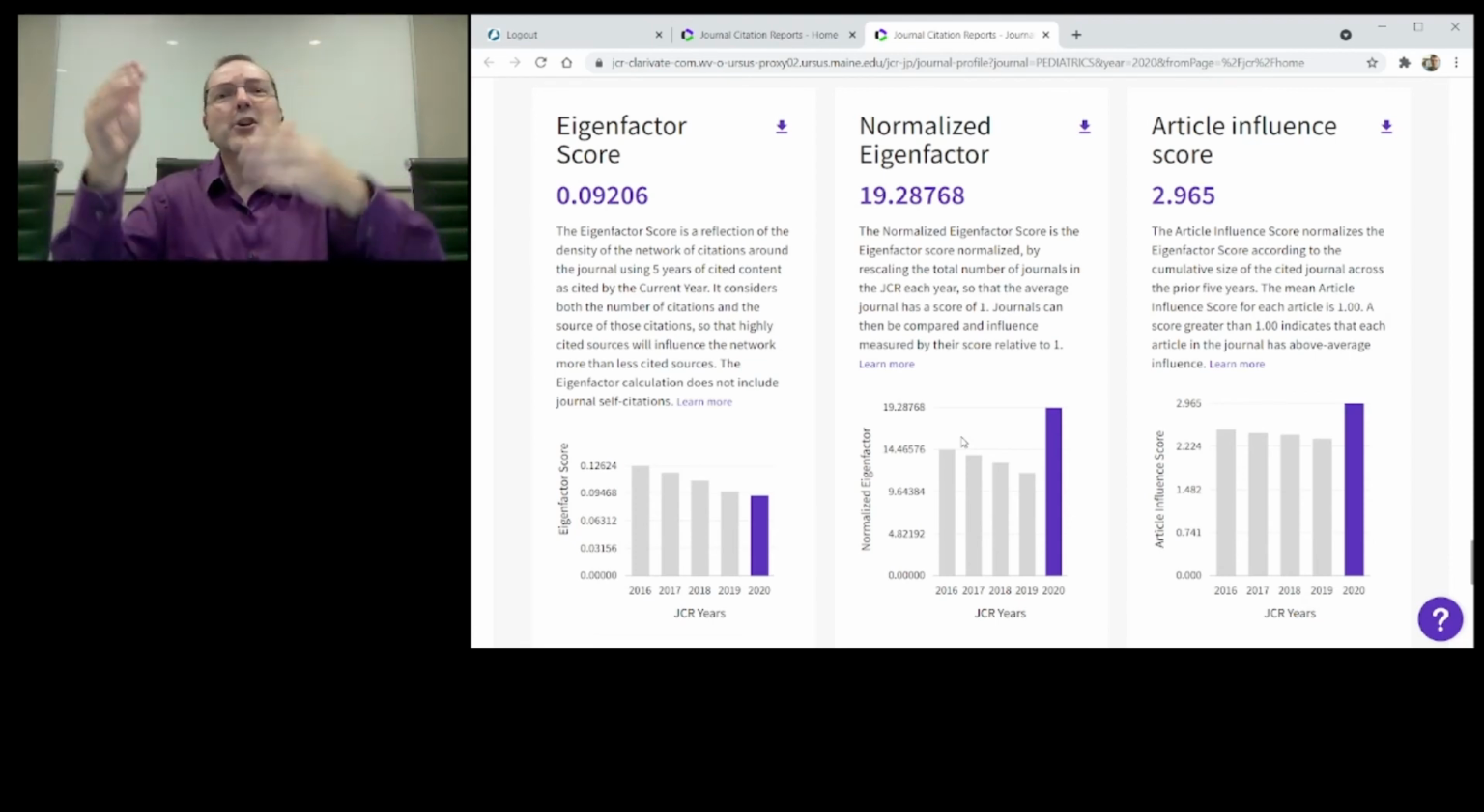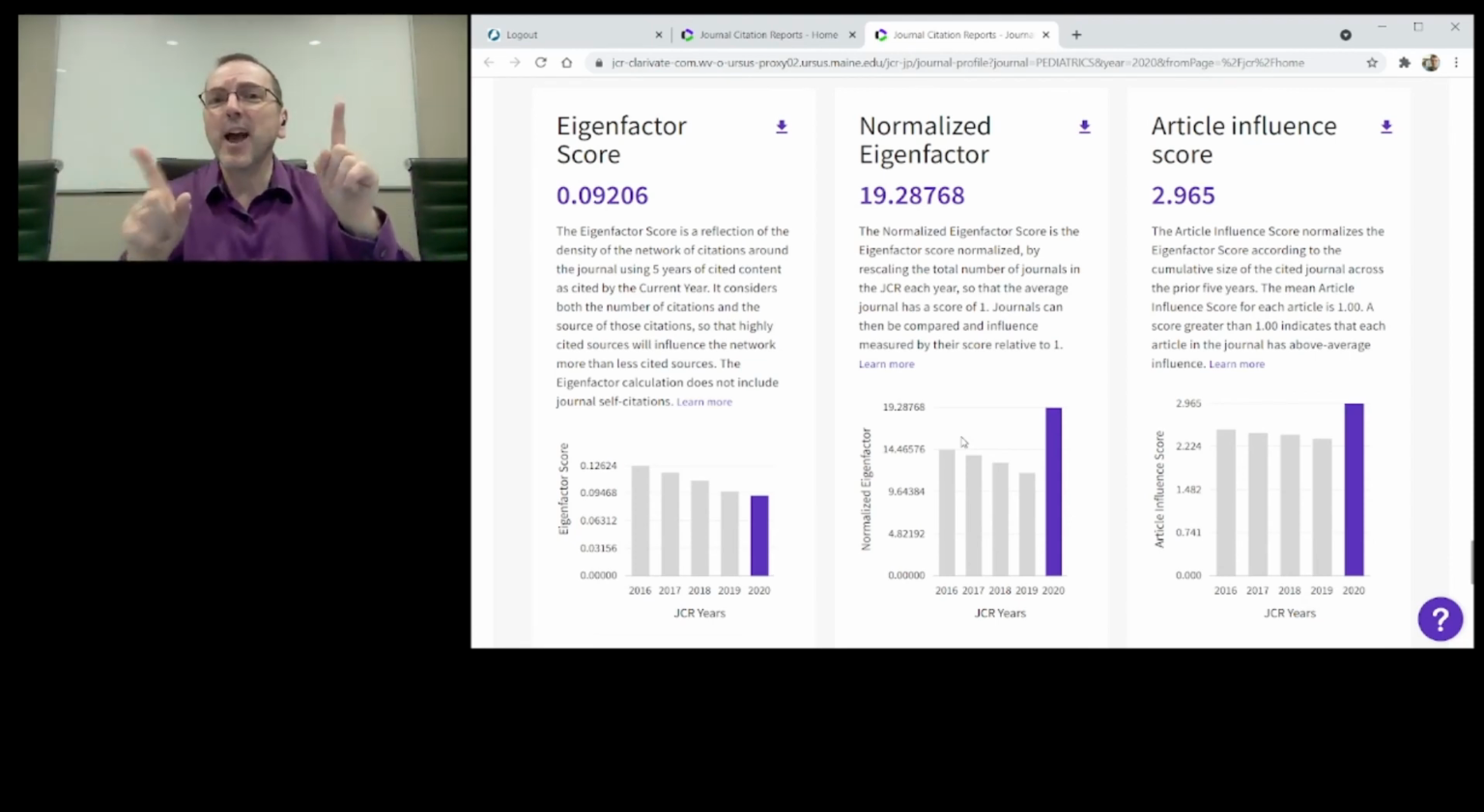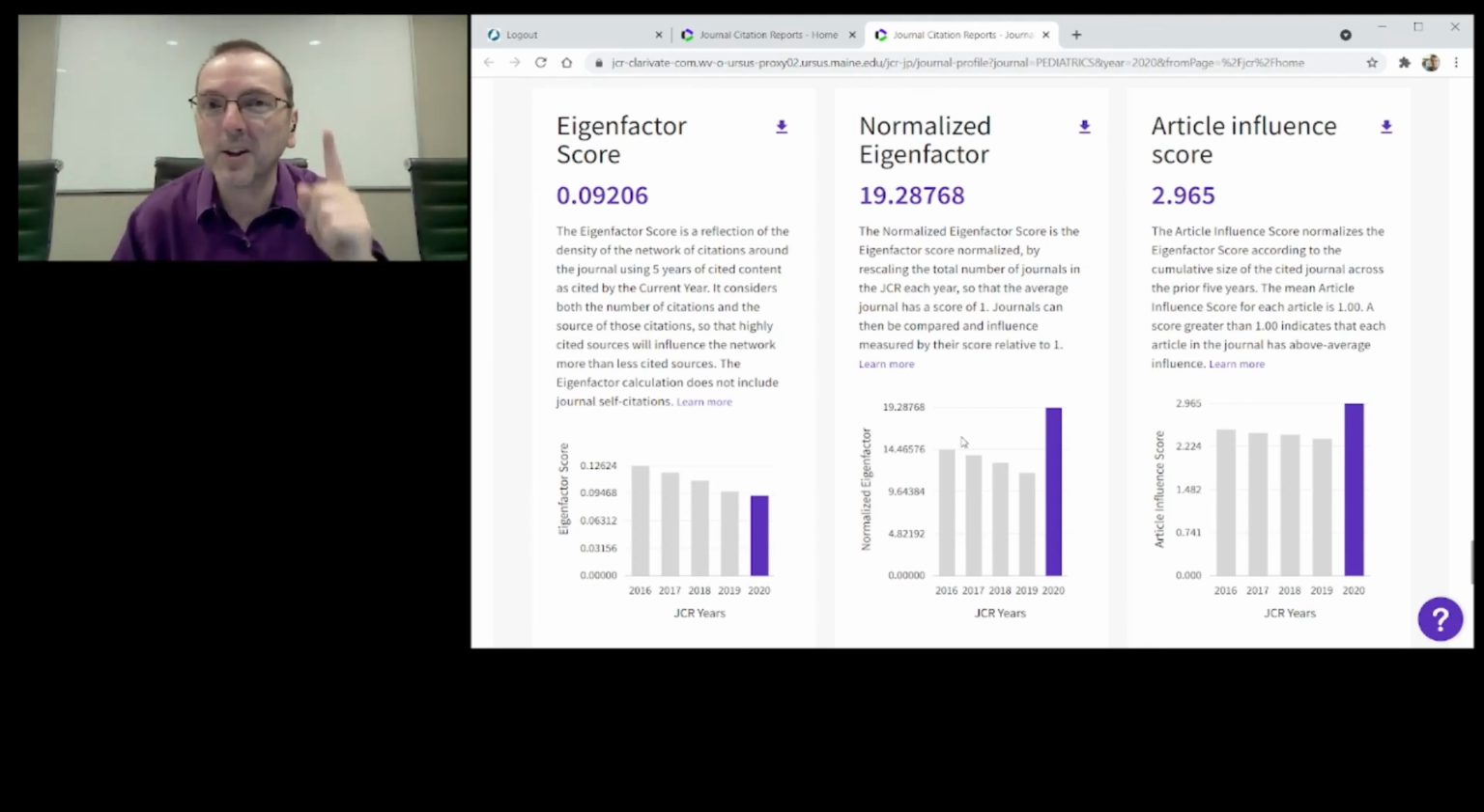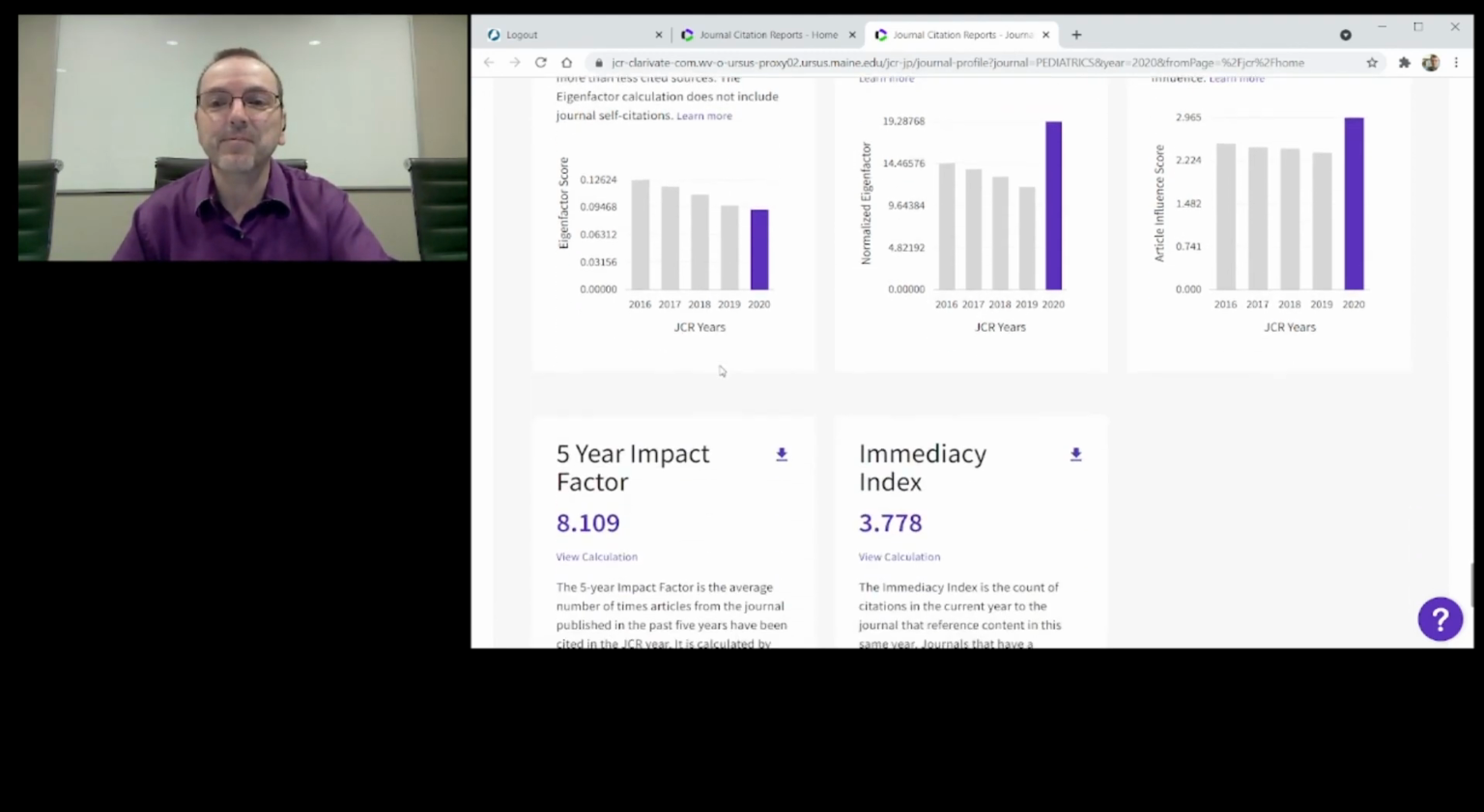So the eigenfactor doesn't just look at how many citations, it also takes into consideration who's making those citations. And if it's a citation in a source that itself gets lots of citations, it counts more. So there's almost a tongue twister quality there, but these are just ways of getting at that idea.